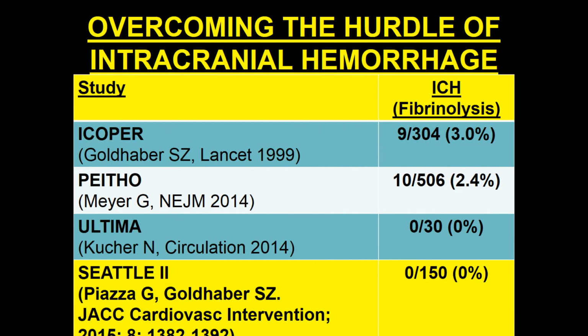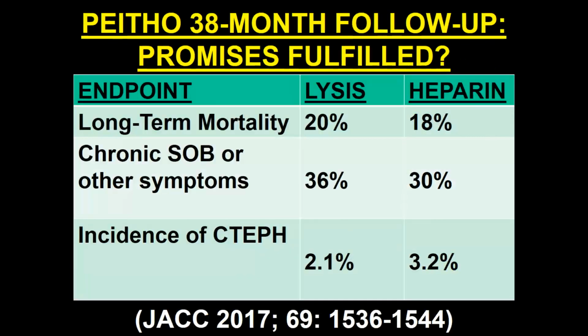Now, the lower the dose of TPA, the lower the chance of intracranial hemorrhage. We see in the ICOPER study that I ran of more than 300 patients receiving full-dose TPA, the intracranial hemorrhage rate was 3%. In the PIOPED study, the intracranial hemorrhage rate was 2.2%. In the ULTIMA study, with EKOS ultrasound-facilitated catheter-directed thrombolysis, the intracranial hemorrhage rate was 0%. And in our SEATTLE II trial, the intracranial hemorrhage rate was 0% in our 150 patients.